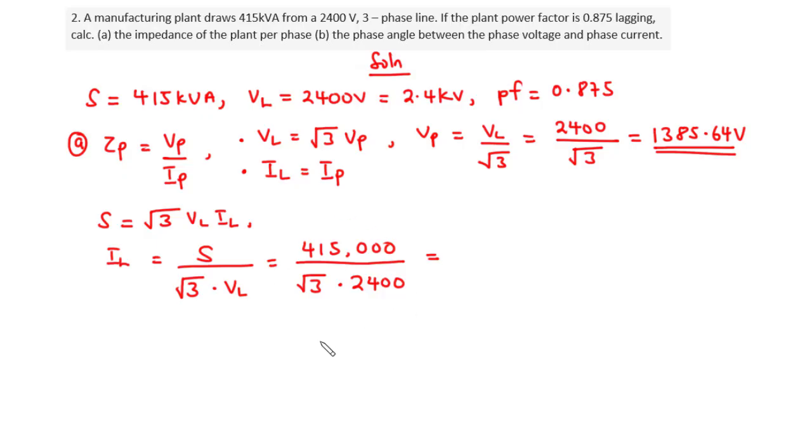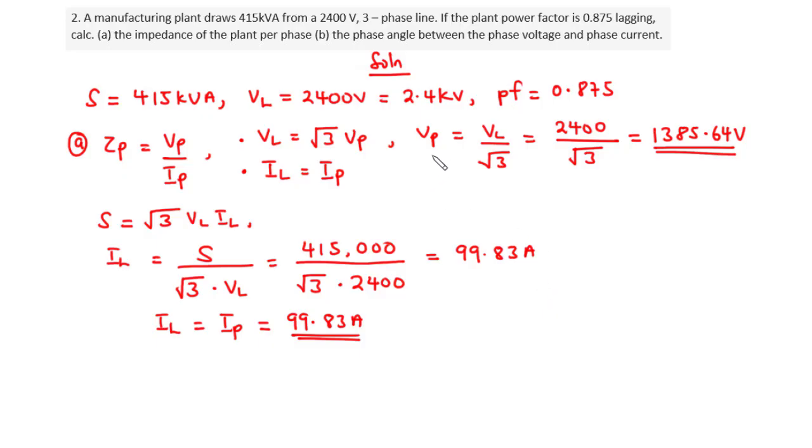And the result of this gives 99.83. So we have the line current, which is equal to the phase current, to be equal to 99.83 amperes.